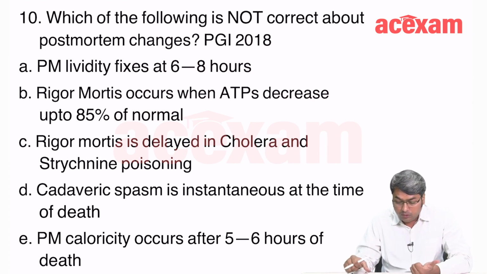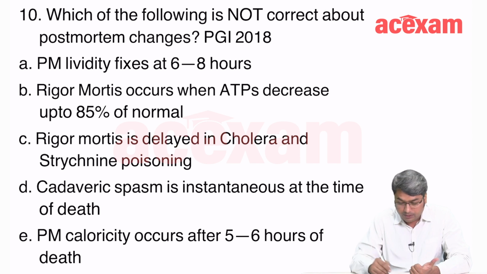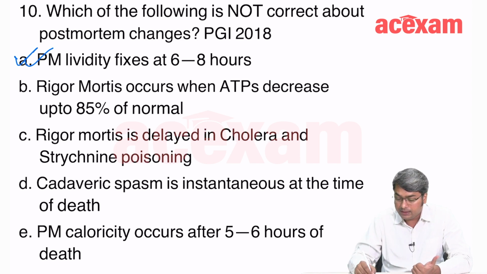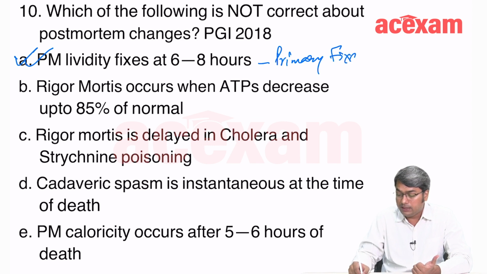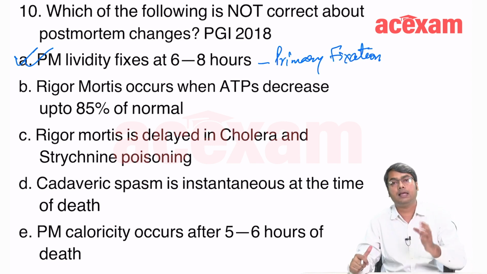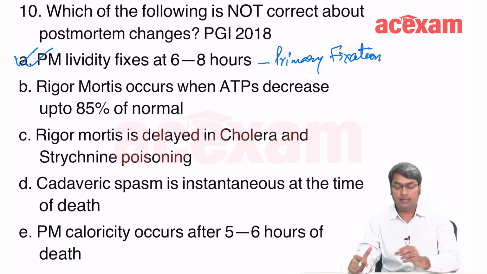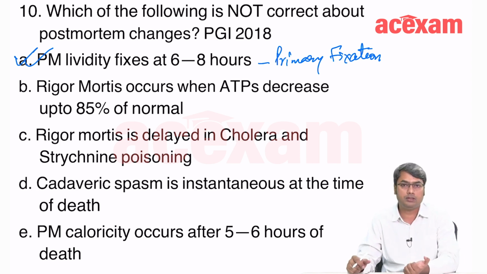So, we know that the PM lividity fixes at 6 to 8 hours. Yes, this is true. Postmortem lividity fixes at 6 to 8 hours, and that is known as primary fixation. So, if the body's position is changed within these 6 hours, then as the dependent portion of the body changes, the lividity's location will also change.